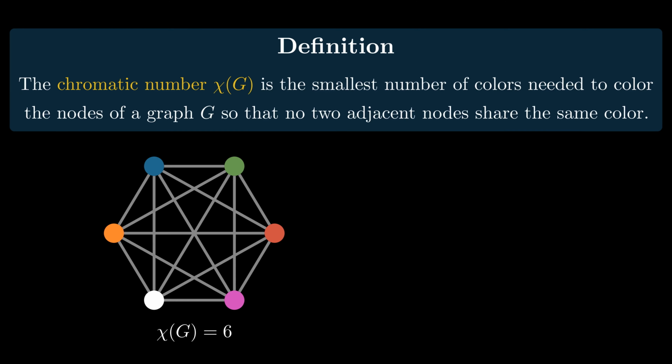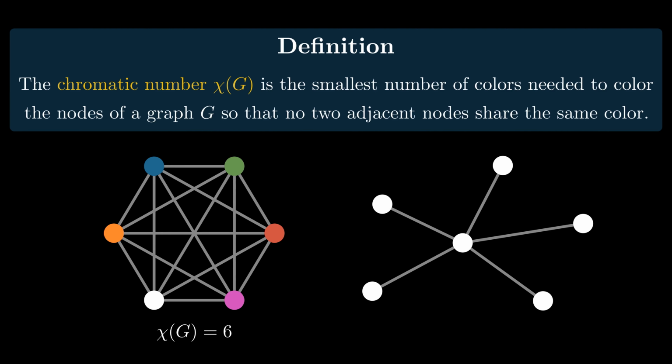For another example, consider this graph. A coloring like this does not guarantee that no two nodes with the same color are adjacent. So we have to color differently. Moreover, it is not difficult to see that the chromatic number of this graph is indeed 2, because we have one node at the center that is connected to all other nodes and no further connections.